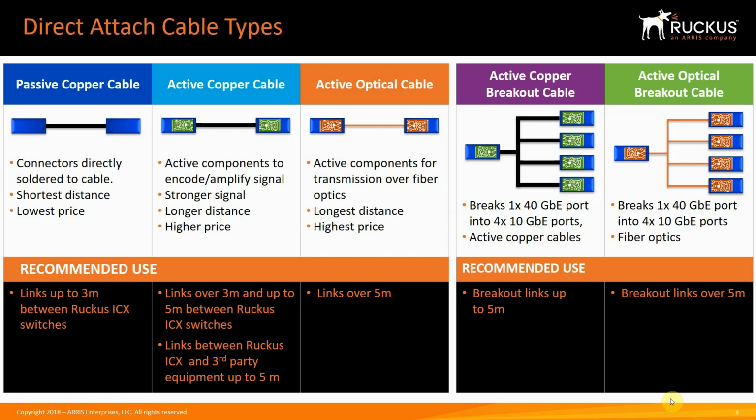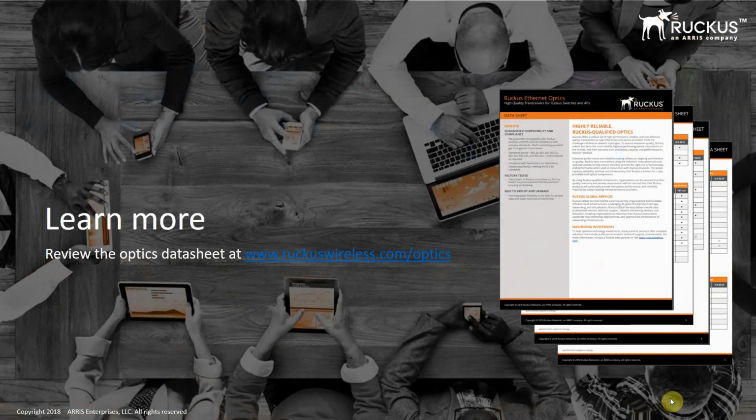Finally, there are direct attached cables that can split a 40 gigabit Ethernet port into 4 10 gigabit Ethernet ports. They come in active copper cable and active optical cable types that support a distance of up to 5 meters for the active copper version and up to 10 meters for the active optical version. Ruckus offers a broad range of SFP, SFP+, QSFP+, and QSFP28 direct attached cables for Ruckus switches and access points.